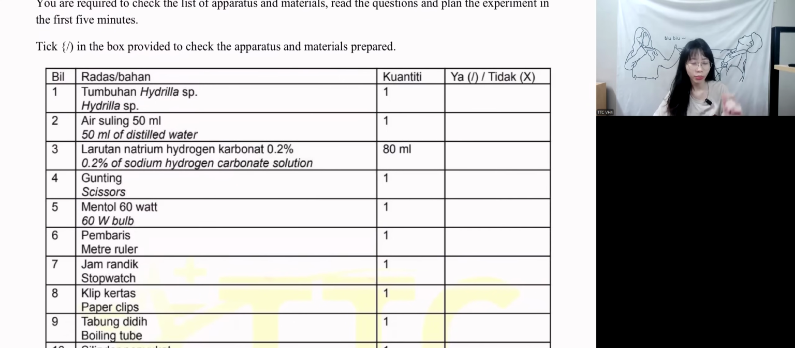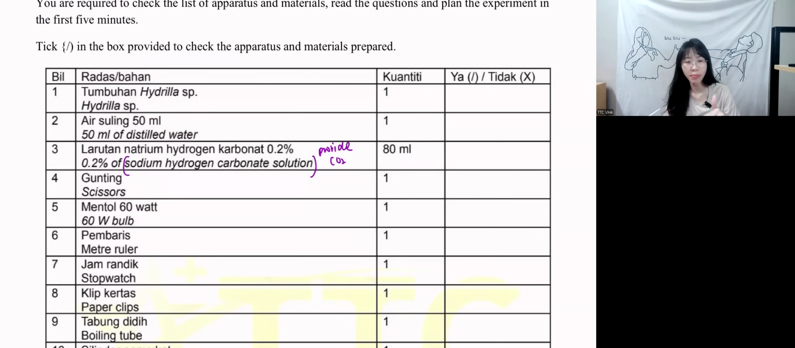Okay, number 3. Just now, many people asked me, what is the function of sodium hydrogen carbonate solution? This solution is used to provide carbon dioxide to the plant. Okay, it's used to provide carbon dioxide to the plant. And one more thing is sulfuric acid. If there is a sulfuric acid, it is to maintain the solution of the plant.